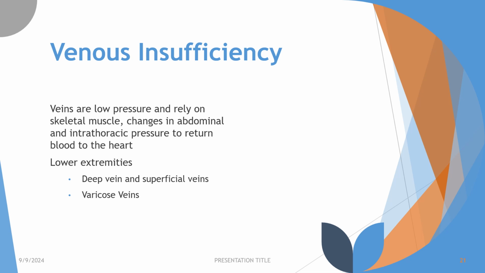So in our lower extremities, we see this as varicose veins. And we also worry about like DVTs. So our deep vein thrombosis can be a result of venous insufficiency.